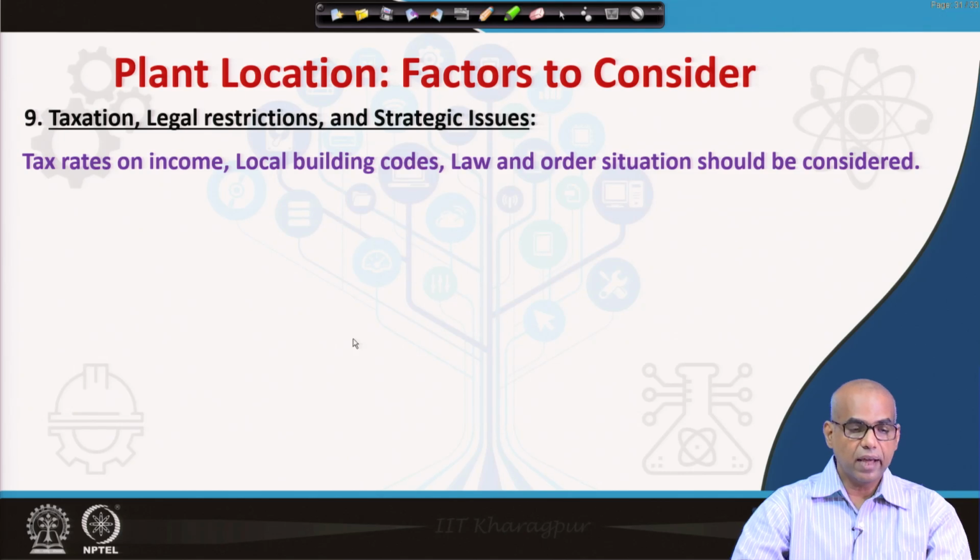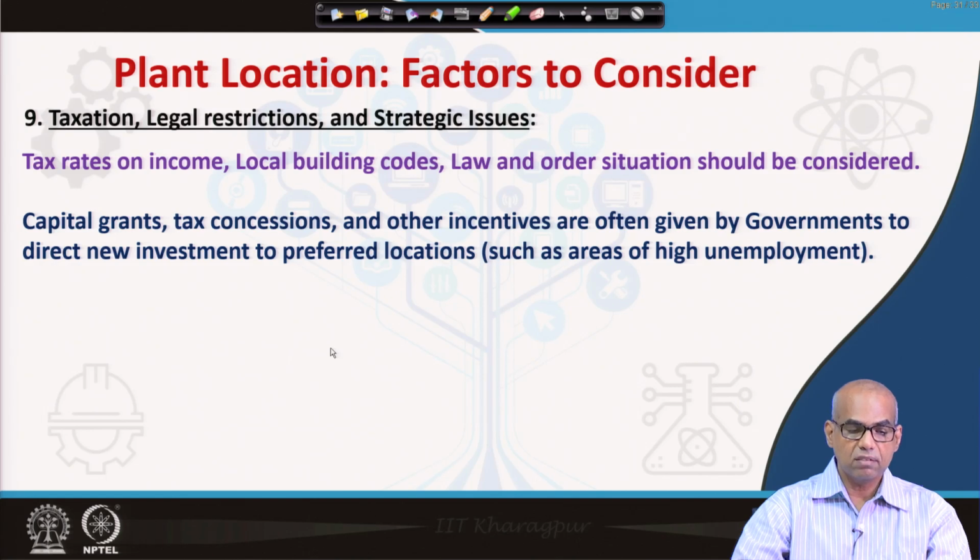Next, taxation, legal restrictions and strategic issues. Tax rates on income, local building codes, law and order situation should be considered. Capital grants, tax concessions and other incentives are often given by government to direct new investment to preferred locations, such as government may want that investment be made in areas of high unemployment.